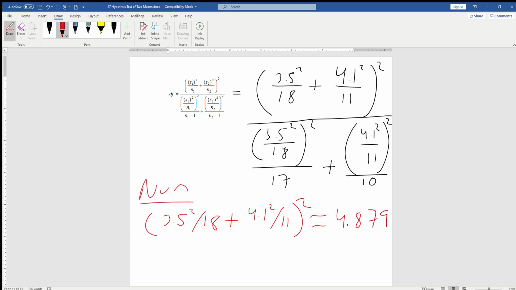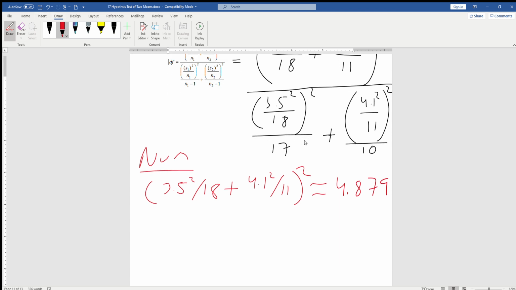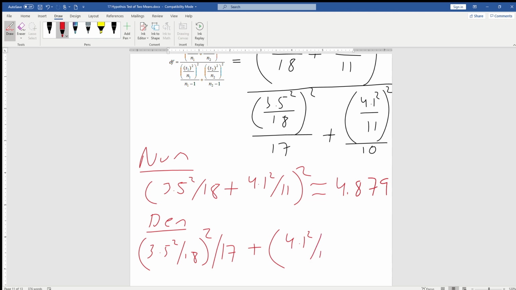For the denominator, we're going to type it in exactly as it looks. So for our denominator, that's going to be 3.5 squared divided by 18. We're going to square that. We're going to divide by 17. To that, we're going to add quantity 4.1 squared divided by 11, and we're going to square that amount. And then we're going to divide that by 10.